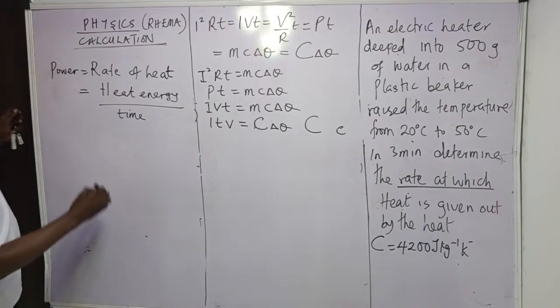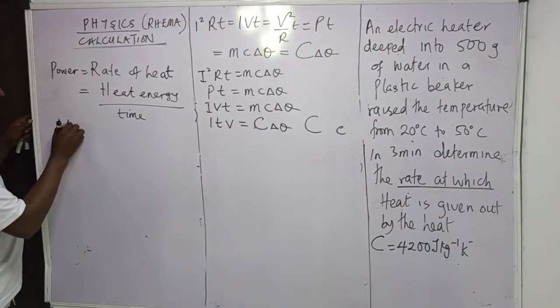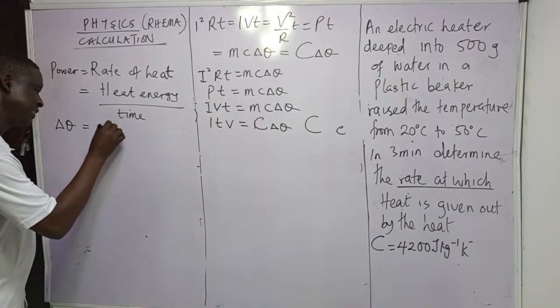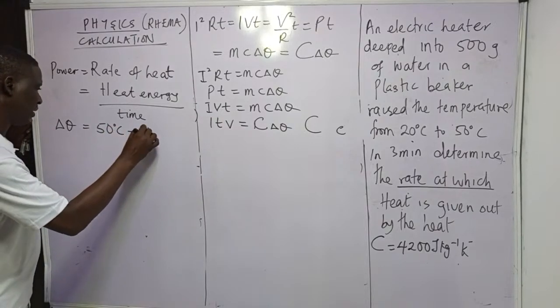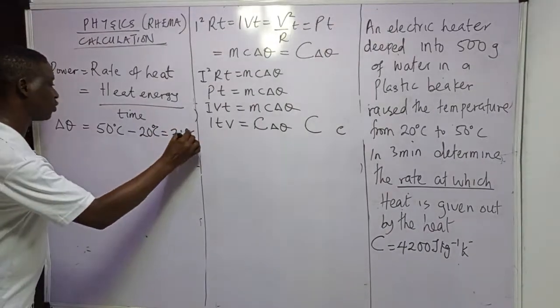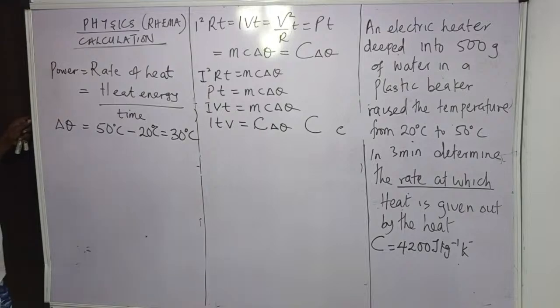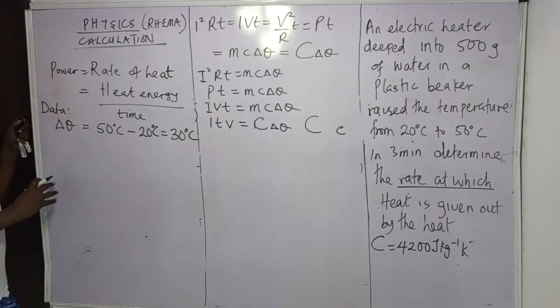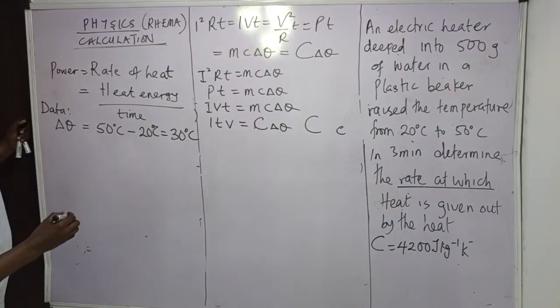What is the heat energy here? First of all, let's take our parameters. The change in temperature is 50 degrees Celsius minus 20 degrees Celsius, and that will give us 30 degrees Celsius. I told you, bring your data out. First thing, you take your data. The next thing is to choose a suitable formula, then you solve.